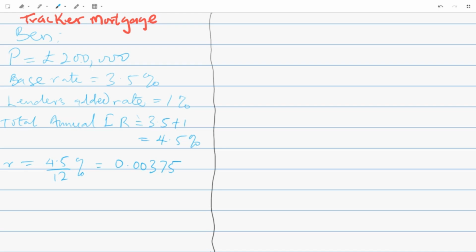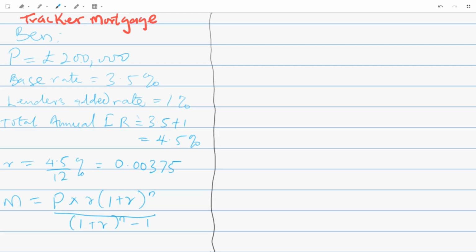Now, the actual formula for doing this mortgage as well is P times r(1 plus r) to the power n over (1 plus r) raised to the power n minus 1.